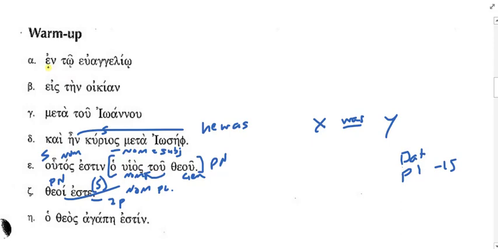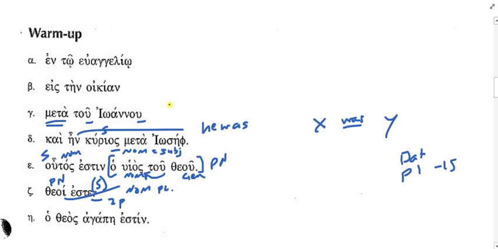Translate that. In the gospel, in the good news. Good. Eis takes its object in what case? Accusative. See that accusative noun? Yeah? And it's always accusative. You don't have variety here. So how would you translate that? In or into the house. Good. Meta plus the genitive, John, is with John. Yeah, with John. Notice that even though this is genitive case, I'm not going to use the genitive keyword "of" if I have a preposition that requires the genitive. Not "with of John," just with John.